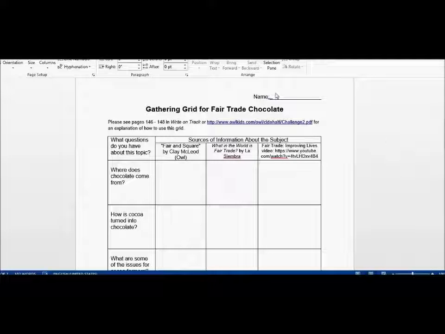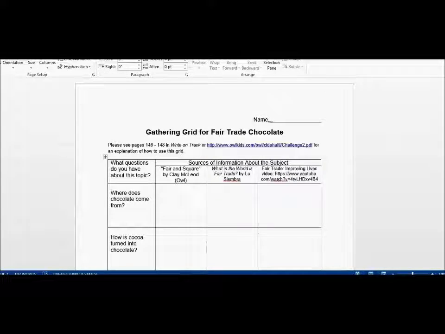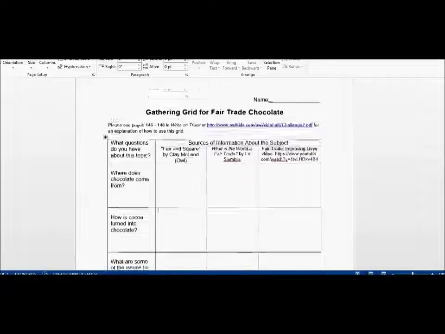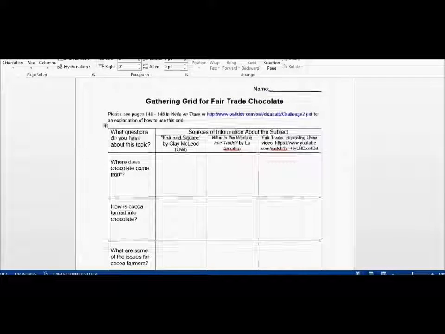So if we take as an example the topic of fair trade chocolate, and then we choose to think about the questions, where does chocolate come from, and how is cocoa turned into chocolate, and what are some of the issues for cocoa farmers, what are the advantages for farmers of fair trade chocolate, and any other questions that you might like to generate yourself, then we can use those to structure our process of research.